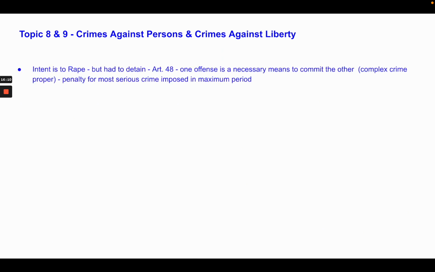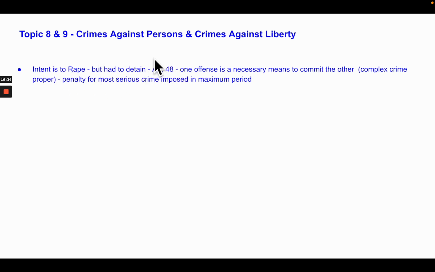Okay, so here we go. Say for example, A wanted to rape B. The intent is to rape. Of course, A cannot do that in a public place. A will have to detain that person in order to rape. So if you look at it, there are two crimes, no? The detaining and the raping.